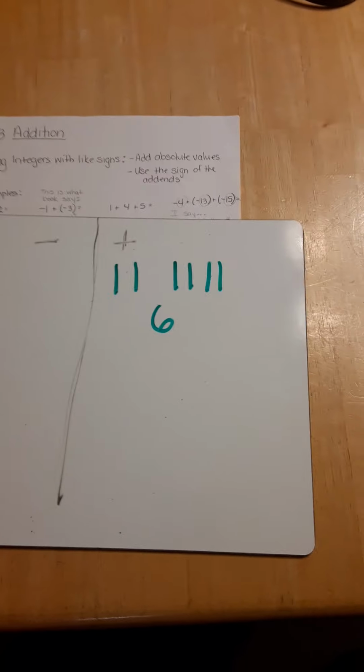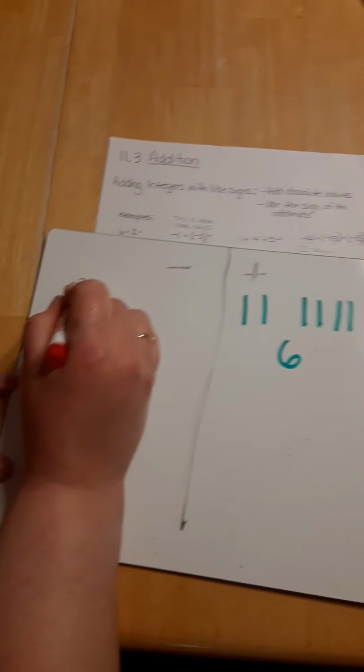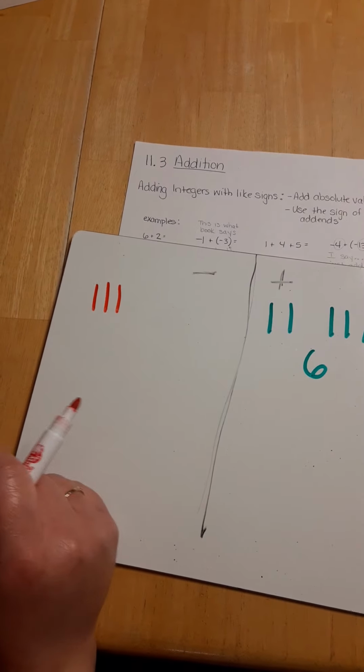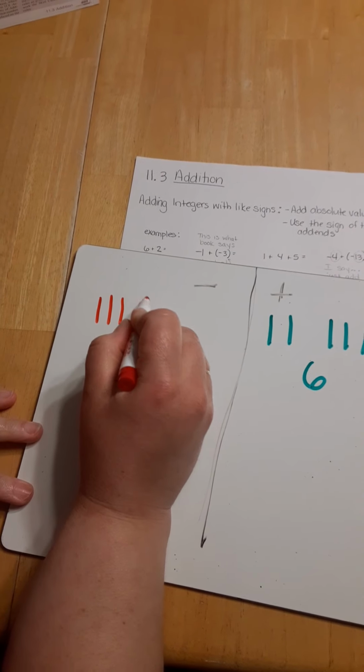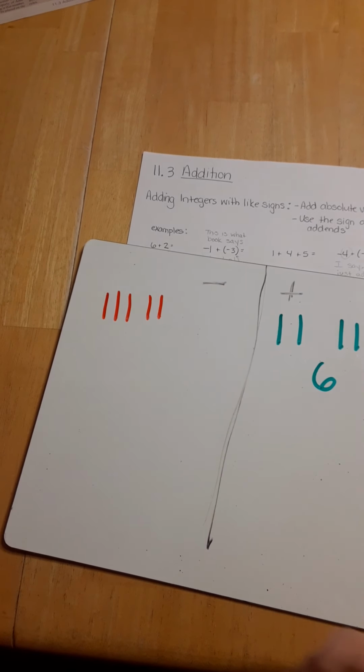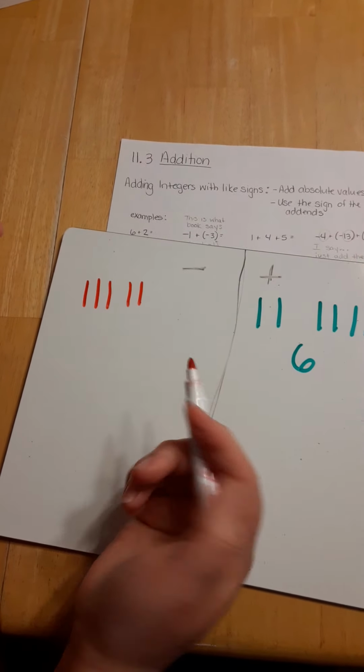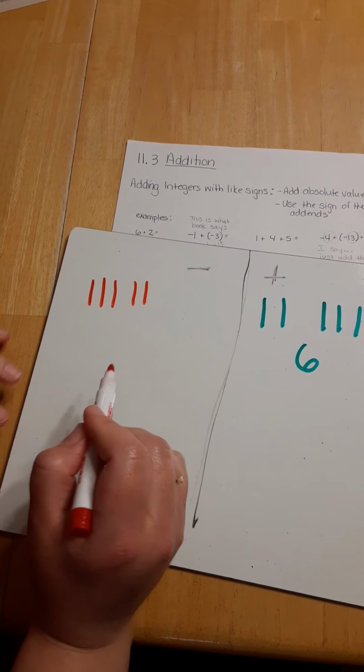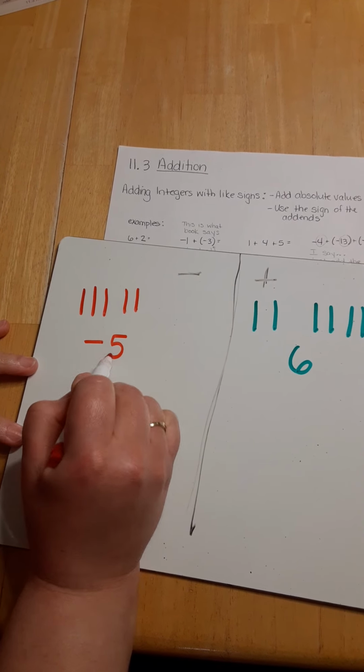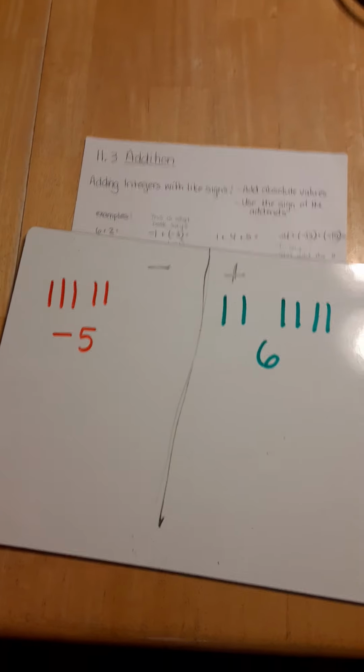Same thing, if I have, let's say 3 negative sticks, and I go and get another 2, and they were both negatives, how many do I have on the negative side? I have -5. That's really what we're doing.